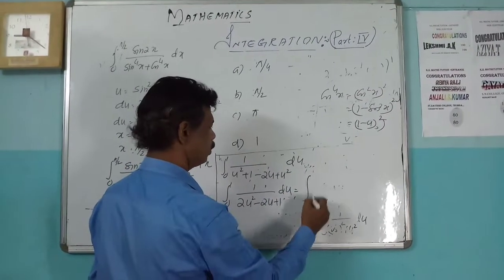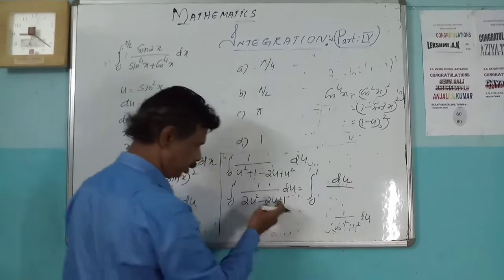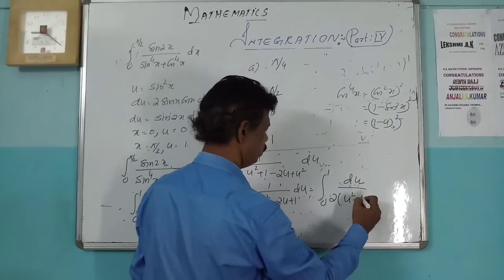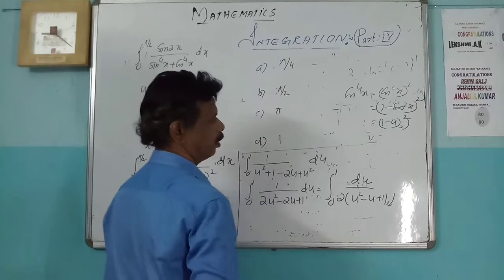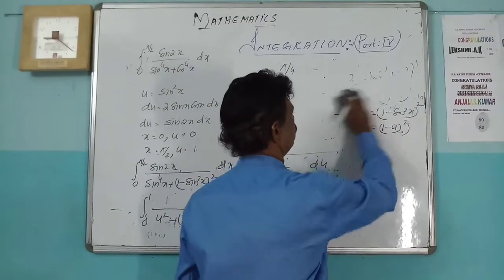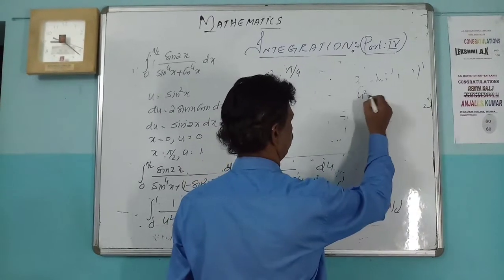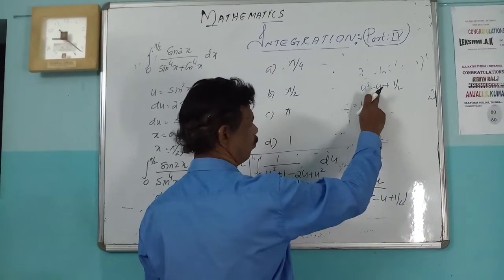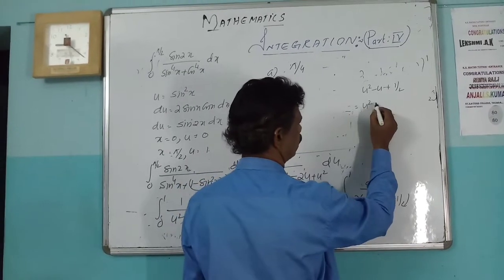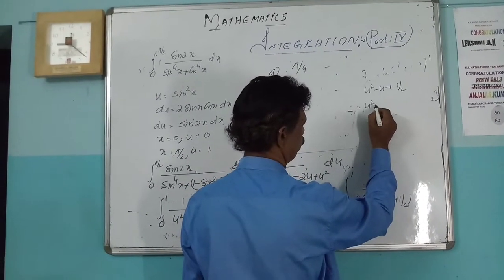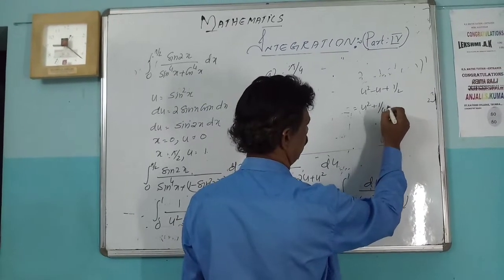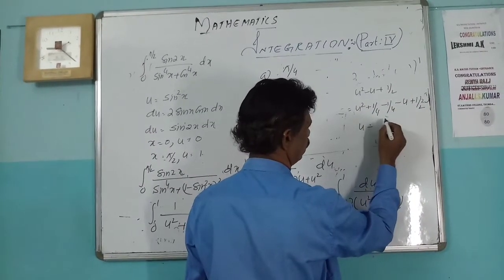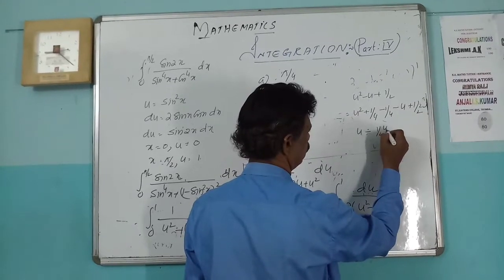Then integral 0 to 1 du divided by, take 2 as a common term, that is 2 out of u square minus u plus 1 by 2. Make it as a perfect square. That is u square minus u plus half. Take half of the coefficient of u, 1 by 2, and take its square, 1 by 4. That is u minus 1 by 2, adding 1 by 4 and subtracting 1 by 4, and minus u plus half. Okay. That is u minus 1 by 2, the whole square.